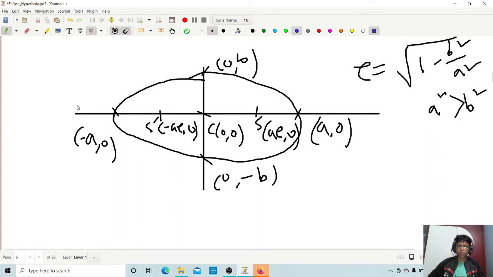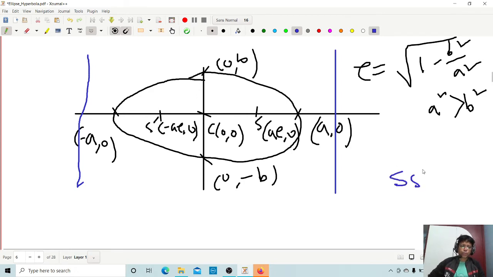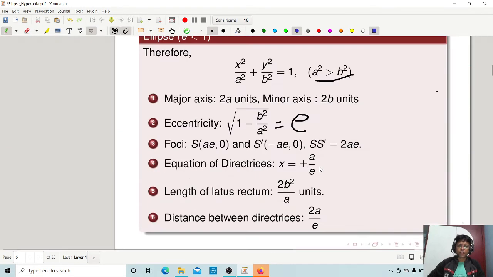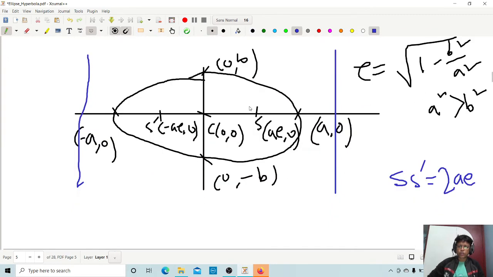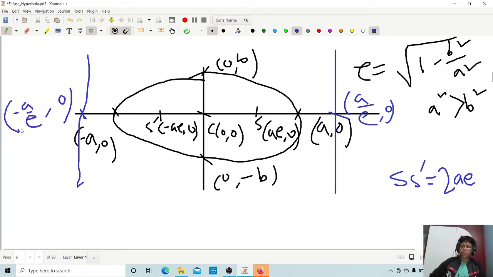This side you can draw the directrices. Yeah, and the distance between the foci is 2ae. You see SS prime is 2ae, twice ae, the distance between the foci. And the equation of the directrices is x equal to plus minus a by e. So on this side you have the coordinate a by e comma 0, and on this side minus a by e comma 0. So the distance between the directrices is twice a by e.